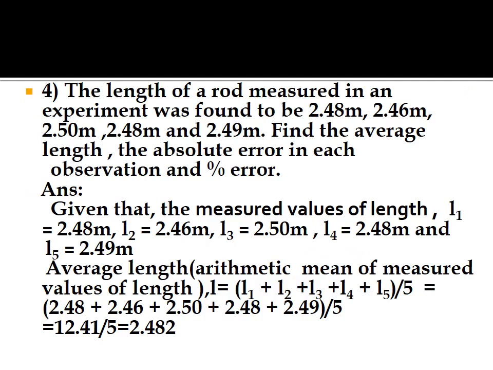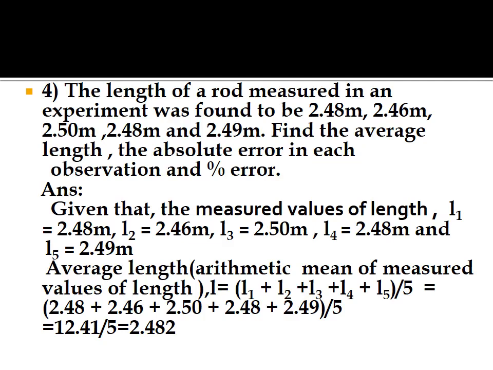Fourth question is, the length of a rod measured in an experiment was found to be 2.48 meter, 2.46 meter, 2.50 meter, 2.48 meter and 2.49 meter. Find the average length, the absolute error in each observation and percentage error. Let me see the solution.